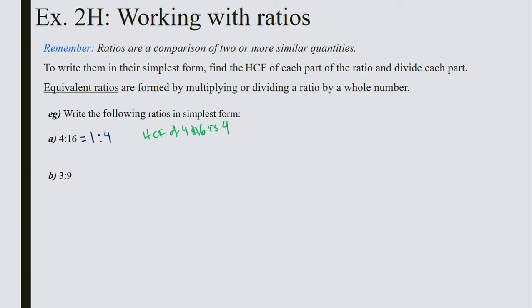3 to 9. So the highest common factor of 3 and 9 is, of course, also 3. So we'll divide each part by 3. We divide by the highest common factor, and we get 1 to 3. Now, hint, one of them is 1, so we can't simplify any further, but if you get a prime number somewhere in there and it's not a factor of the other numbers in the ratio, you've probably finished the simplification as well.